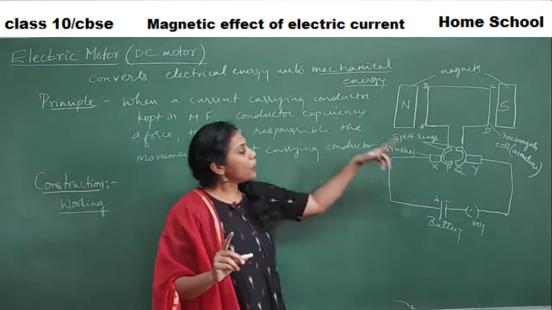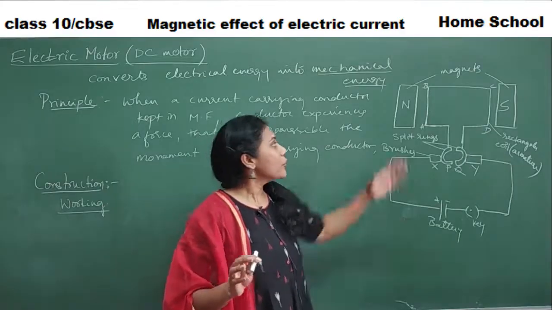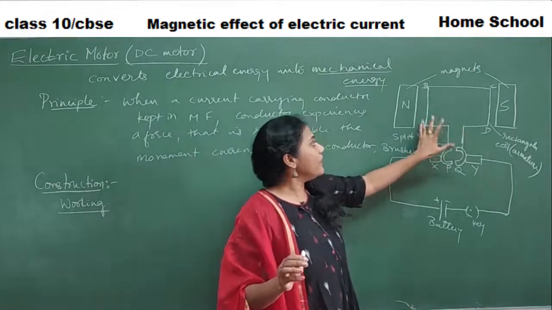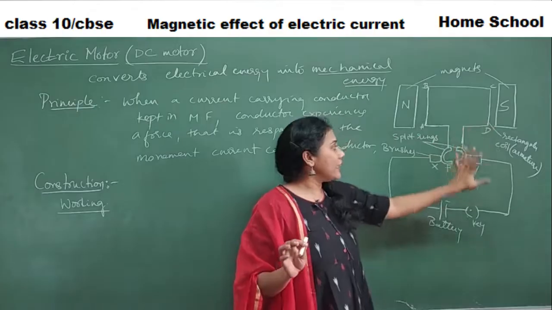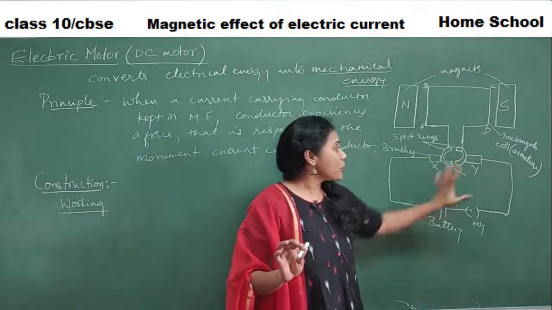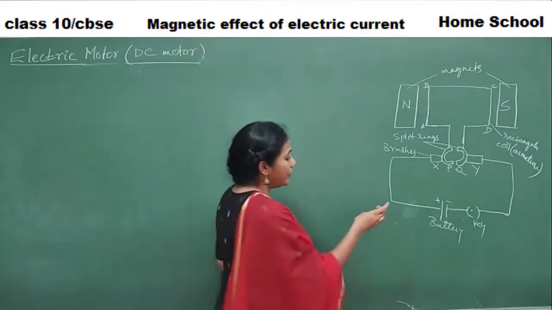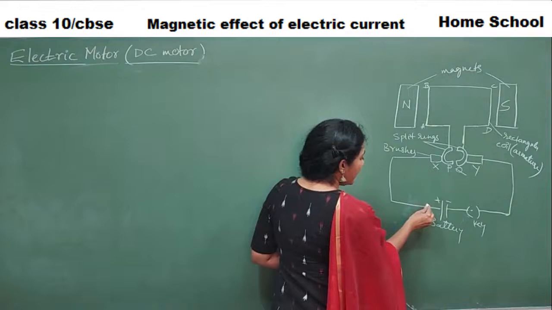So with the help of all these parts, how does a DC motor actually work? What will these magnets do? Why have we taken a rectangular conductor? What is the work of these split rings? What do the brushes do? Everything we will discuss. Guys, can you tell me in which direction the current is flowing here?